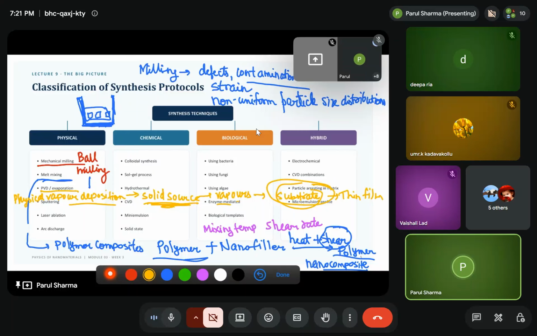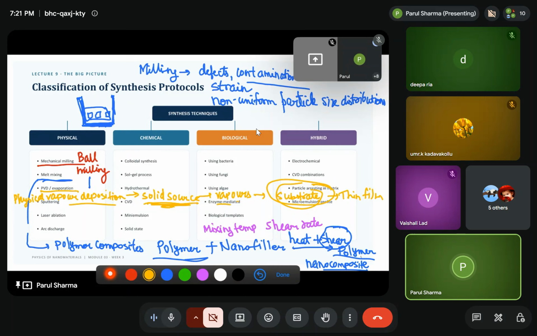Suppose we want to deposit titanium thin films. Now we should have titanium in the bulk form. So we will take the target of titanium. Now this solid material will first be converted into atoms or molecules in the vapor phase. And how is it done for PVD?